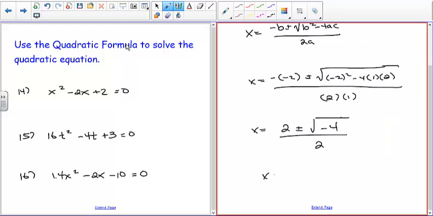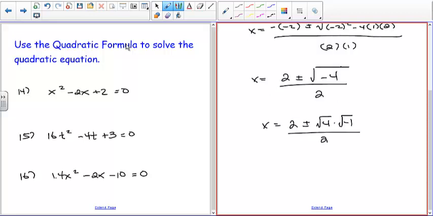And then we could write that as 2 plus or minus the square root of 4 times the square root of negative 1, all divided by 2. But the square root of negative 1 is i, so we get 2 plus or minus the square root of 4, which is 2, times i, divided by 2. And then you can simplify because each one of these is divisible by 2, so you get 1 plus or minus i.